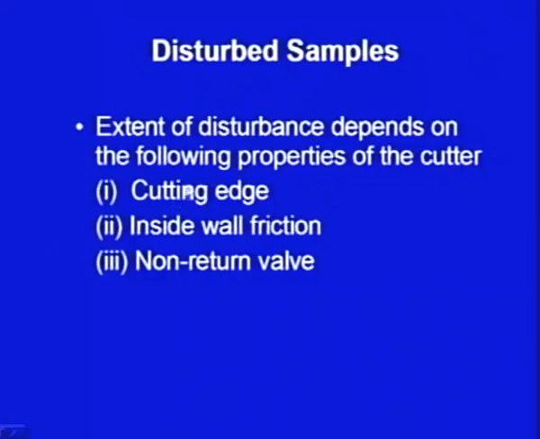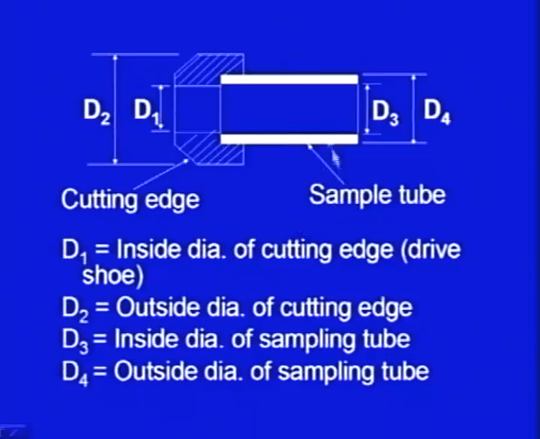And this disturbance depends on several parameters. The extent of disturbance depends on the following properties of the cutter: the cutting edge, inside wall friction and the non-return valve. Here I have shown a sampler. This is the cutting edge here, this is the sampling tube. D1 is the inside diameter of the cutting edge. So, the soil sample will enter from here towards this sample tube. D2 is the outside diameter of the cutting edge. This cutting edge enters the soil first, and the soil specimen will be collected at this place. D3 is the inside diameter of the sampling tube and D4 is the outside diameter of the sampling tube.